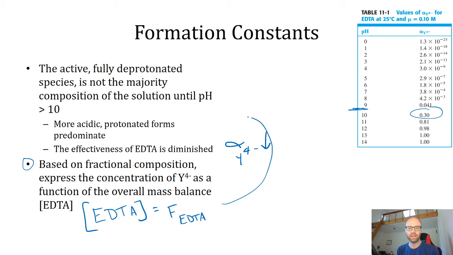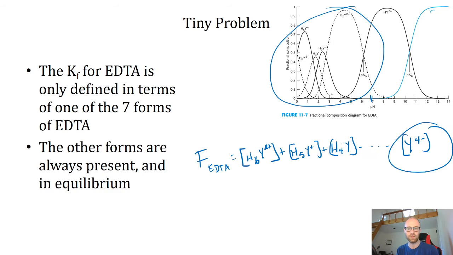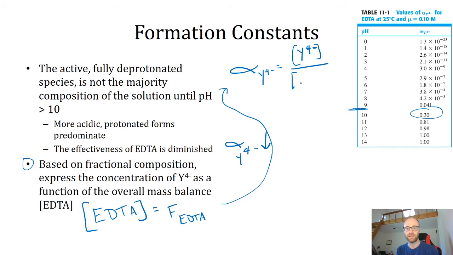If we wanted to rewrite this using alpha, I would say that the alpha for the Y4 minus form is equal to the Y4 minus concentration at whatever situation divided by the total, right? That's kind of what a respelling of this would be. We say alpha is equal to part over whole. And so here the part is Y4 minus, and then we would write all the species, but why not just say EDTA? So we're going to use this to say the sum of all EDTAs.